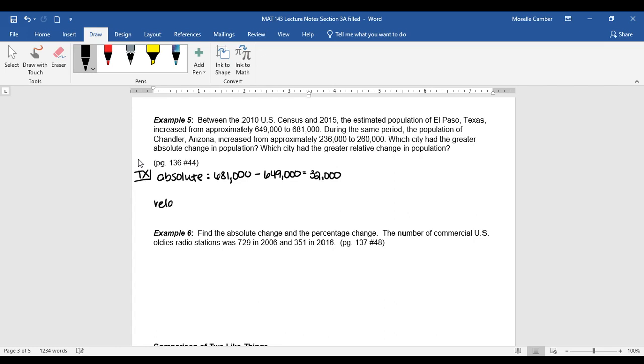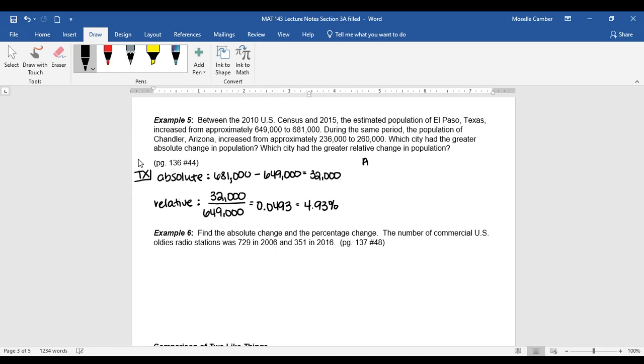Okay, so the relative change is we're going to take our absolute change, this new minus the old, and divide that by the old. So what it started with was 649,000. So we divide that and we end up getting 0.0493, which as a percent is 4.93%. We take the decimal and multiply it by 100 to get the percent value. Okay, so Texas increased by 32,000 people, which is 4.93%.